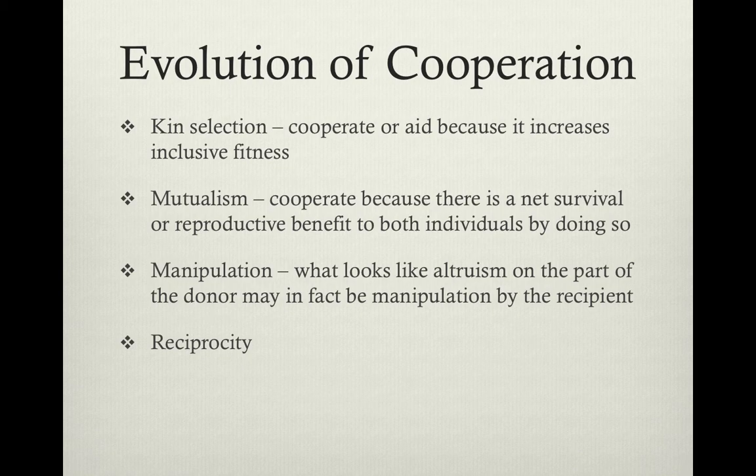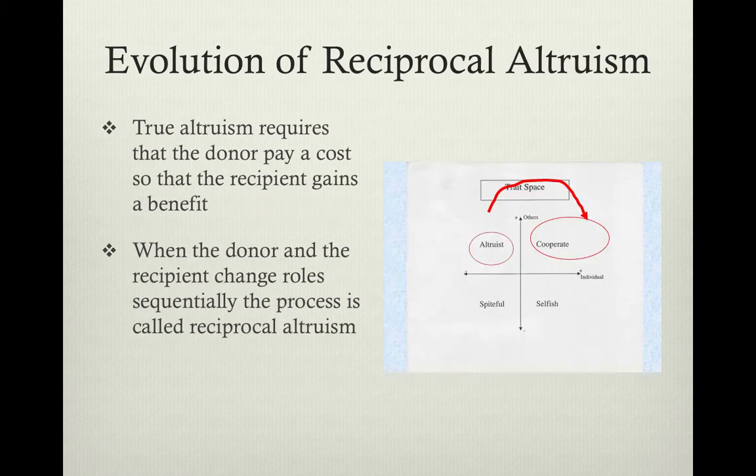And then lastly, we have reciprocity, which is what we're going to spend the rest of this lecture discussing. True altruism requires that the donor pay a cost so that the recipient gains a benefit. We consider an altruistic relationship reciprocal when the donor and the recipient change roles sequentially. And so the idea that I will bear a cost at this present time in order to give you a benefit. However, I have the expectation that sometime in the future you are going to bear an equivalent cost to give me an equivalent benefit.